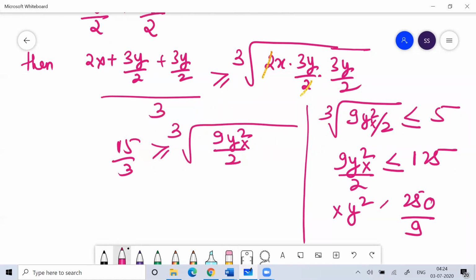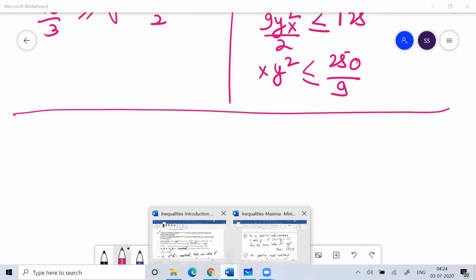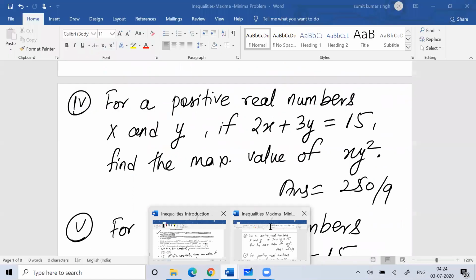So this is less than or equal to 250 by 9. The same problem you can do in a different way. Doesn't matter whatever way you apply, you're going to get the same answer. You have to see what way you can look at the problem so that it becomes more convenient for you to get the answer.